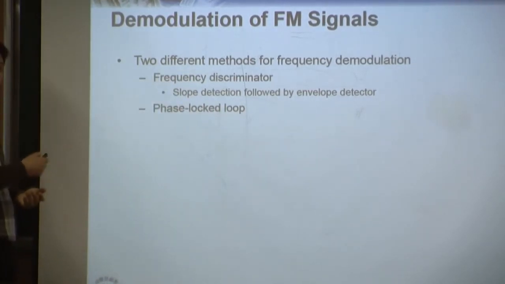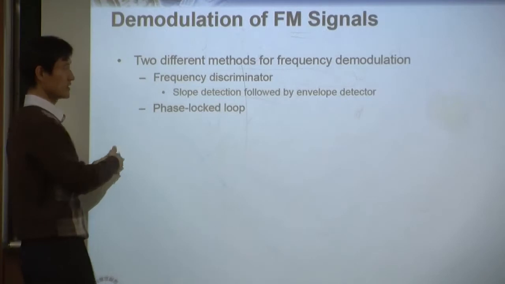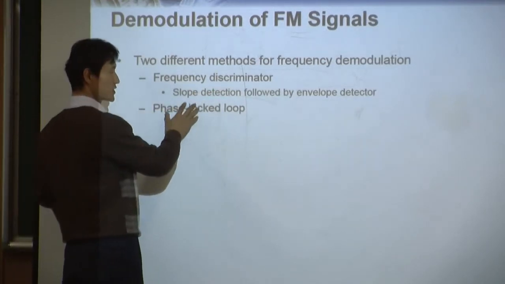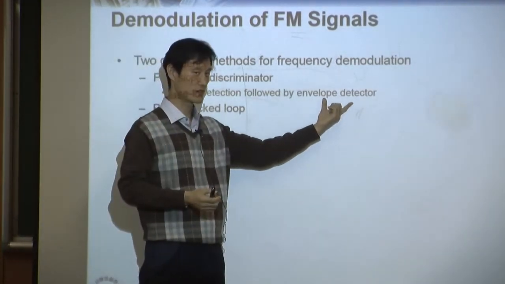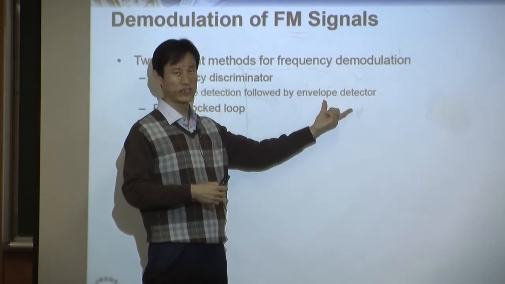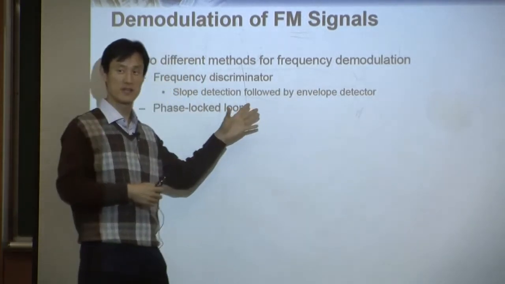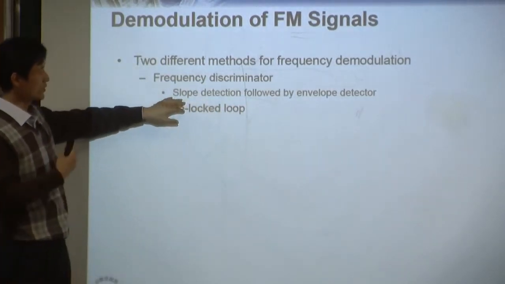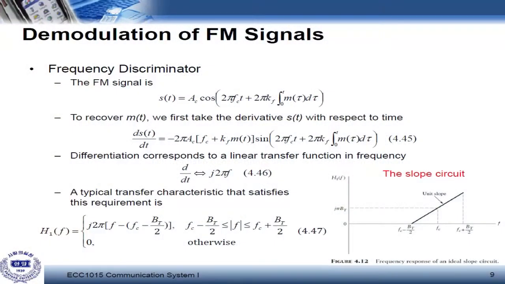The first one is a little bit easier, so let's discuss the first one first. Frequency discriminator. Simply speaking, a frequency discriminator is a slope detection followed by an envelope detector. So we know the envelope detector, right? We learned that when we discussed the DC added amplitude modulation. We're going to use the same thing here. But we also use the slope detection, which is like this. Okay, so let's take a look at it here. This is the frequency discriminator.